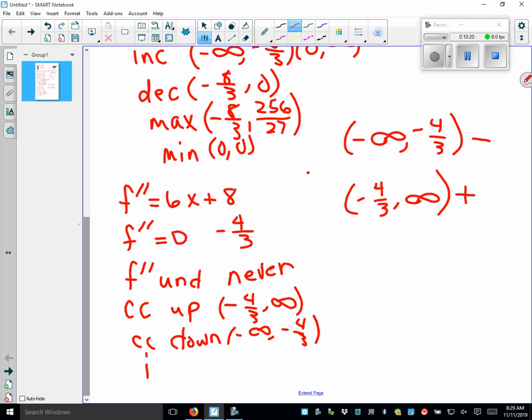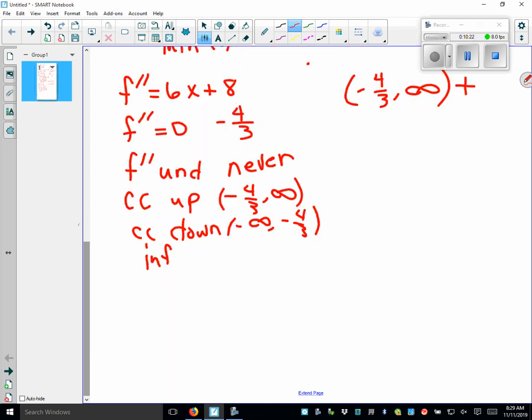Where does it have an inflection point? How many inflection points are there? Negative 4/3. Put it in the original. To find a point, always put it in the original.